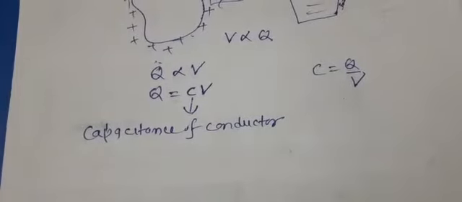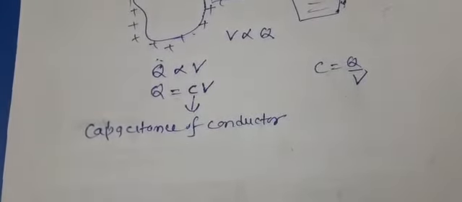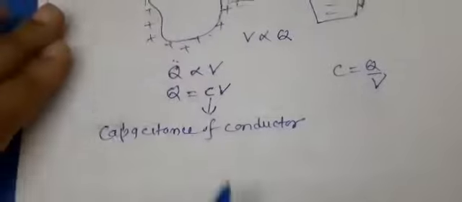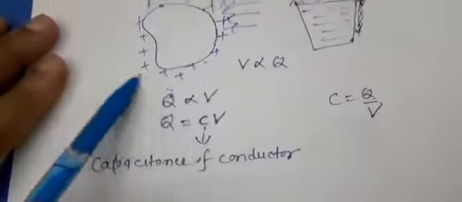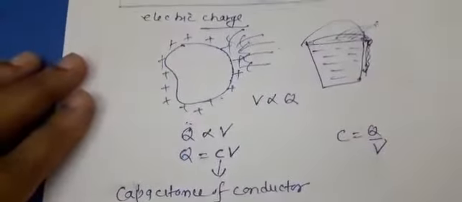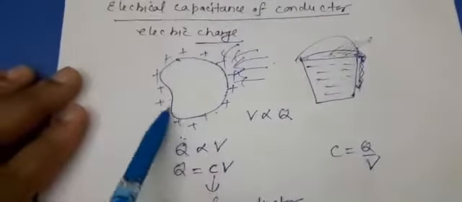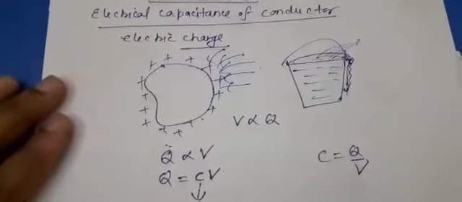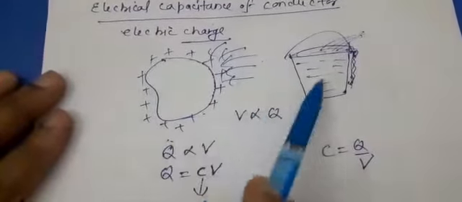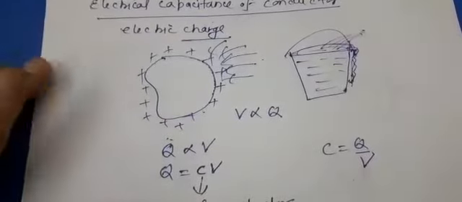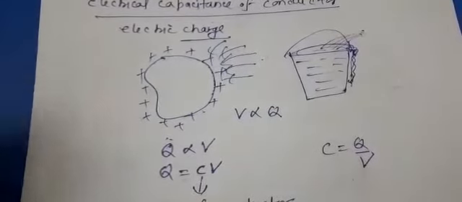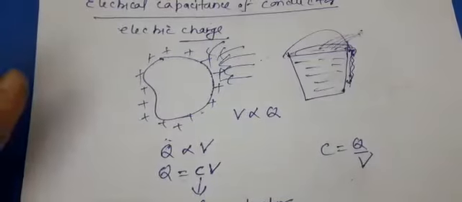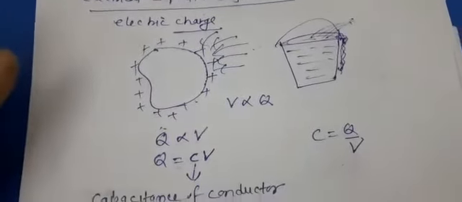This capacitance, now on what factor does it depend? Basically, it depends upon the nature of the surrounding medium around the conductor. What is the surrounding medium? What is the shape and size of the conductor? And the presence of other conductors in its neighborhood. If some other conductor is present in its neighborhood, then the capacitance may vary. We will discuss these points one by one.